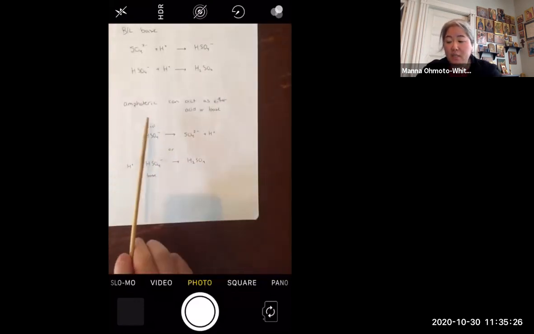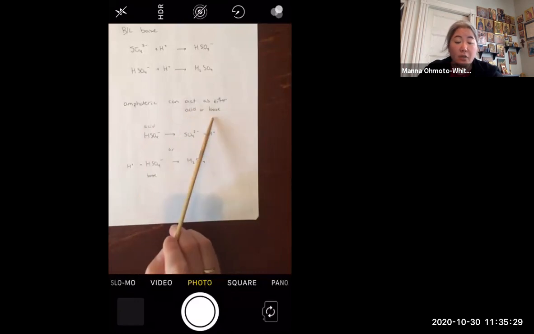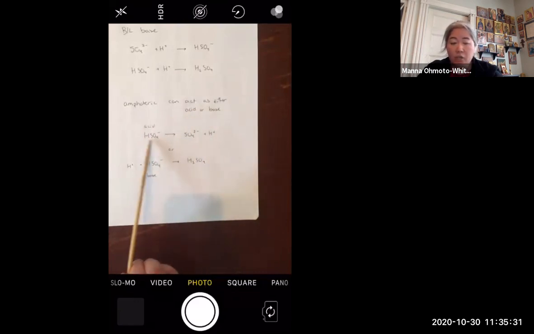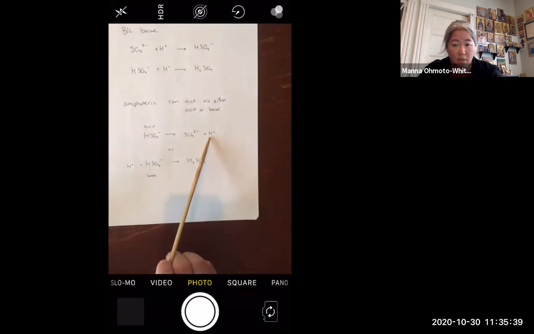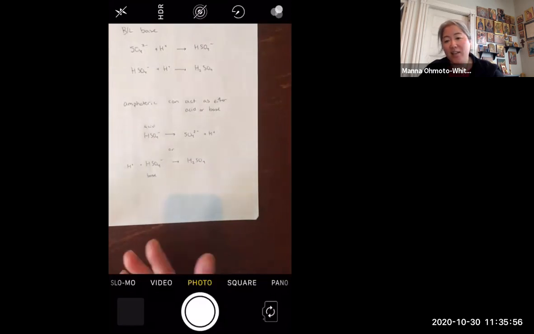An amphoteric substance is something that can act as either an acid or a base. So HSO4 minus, or the hydrogen sulfate ion, can either lose that extra proton, thereby acting as a Bronsted-Lowry acid, or it can, because of this negative charge, accept another proton to become sulfuric acid again. There are a bunch of substances that can act as acids or bases, and it's not like they decide, oh, today I feel like acting as an acid or a base. It really depends on the situation that they're in.